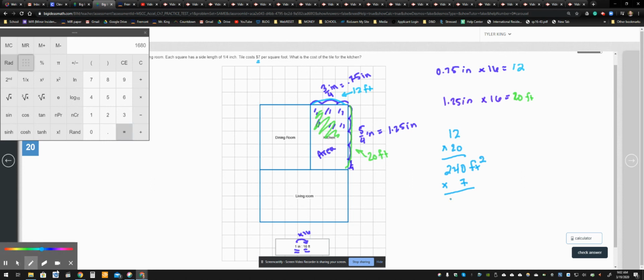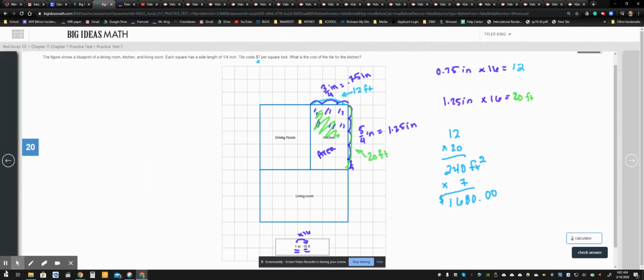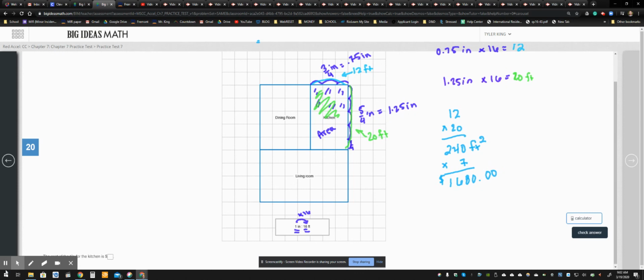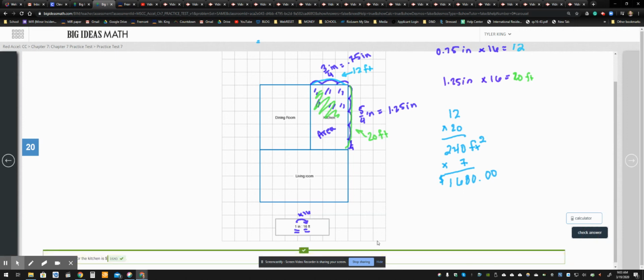So we have $1,680 that it's going to cost to tile the kitchen. Let's go ahead and plug that in to make sure that we did this right. So we have $1,680 to tile the kitchen. And we are good.